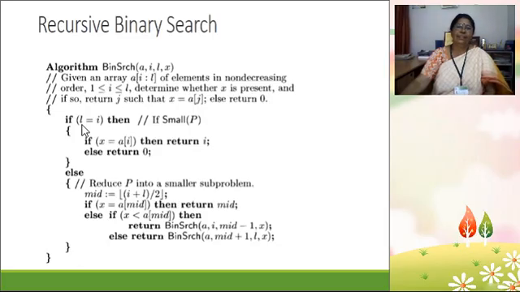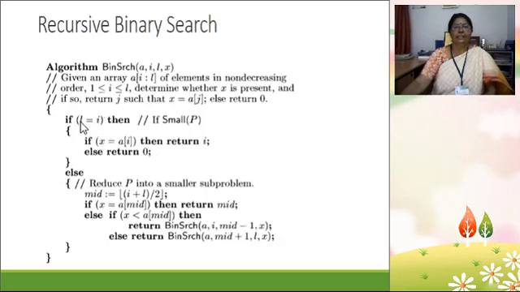So if L is equal to I, that means there is only one element. So it satisfies the small of P condition. If X is equal to A of I, then return I, else return 0. So if L is equal to I, it means the problem instance is small enough to give a direct solution. If the search element is equal to the element, then return I, otherwise return 0.